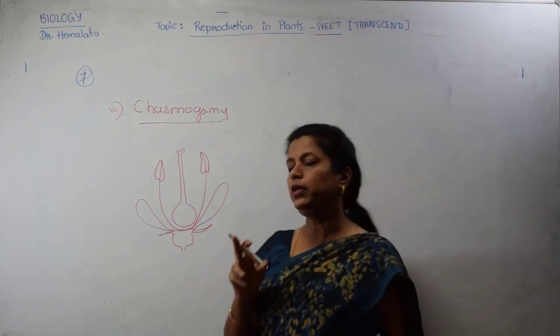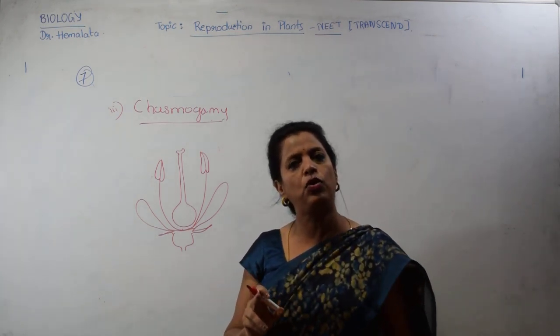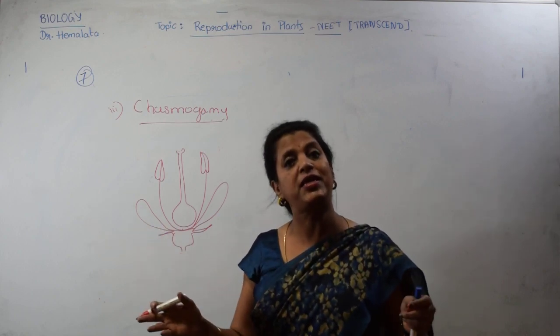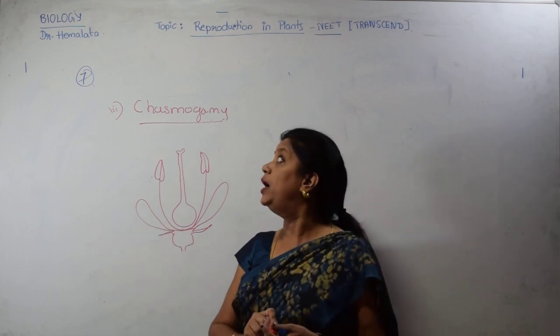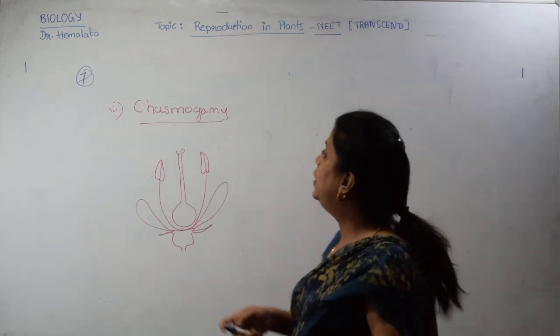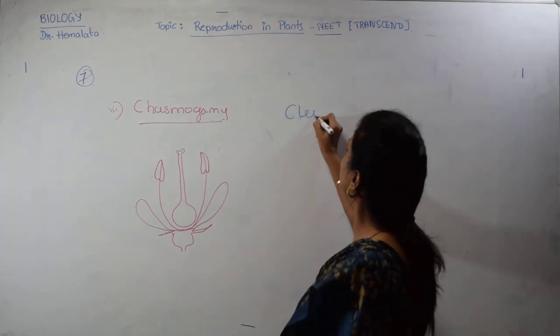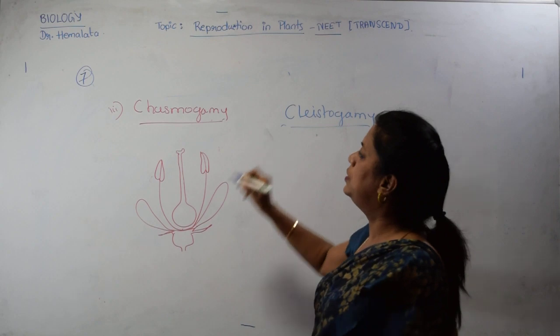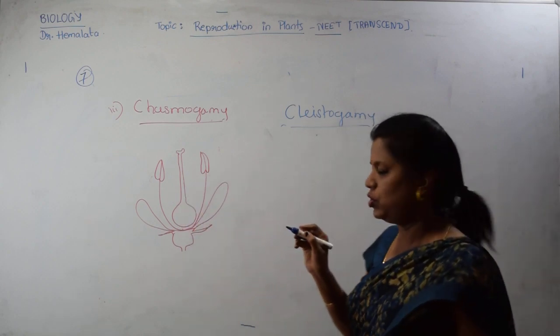So one of the important characters for undergoing cross pollination is having the chasmogamous character. All these normally undergo cross pollination only. But what is the opposite of this? That is called cleistogamy. Cleistogamy is the opposite characteristic to chasmogamous flowers.